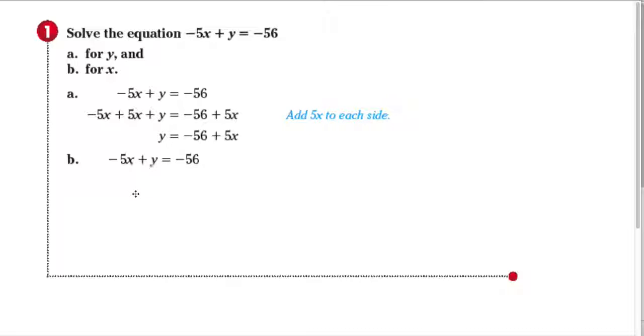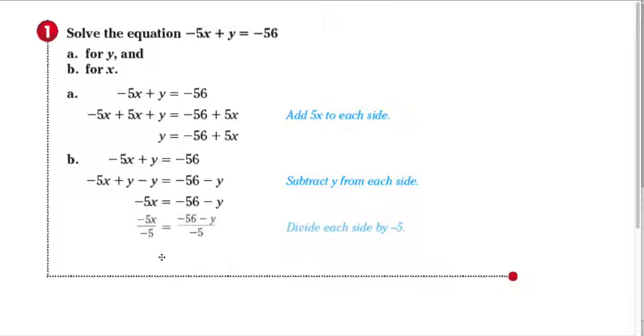In solving two-step equations, working backwards, we undo addition first before we undo multiplication. So we subtract y from both sides of the equation, and we end up with negative 5x equals negative 56 minus y, because y minus y gives you 0. And then how do we undo negative 5x, which is a multiplication operation? We simply divide both sides by negative 5, and you end up with x equals negative 56 minus y all over negative 5, or 56 plus y all over 5.